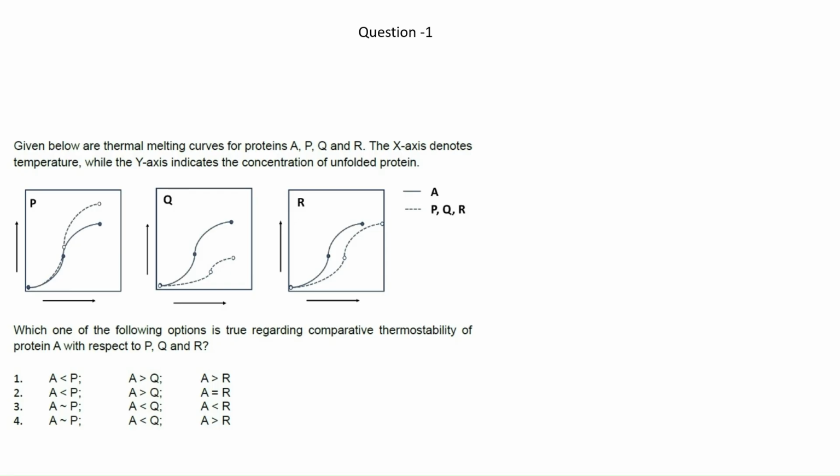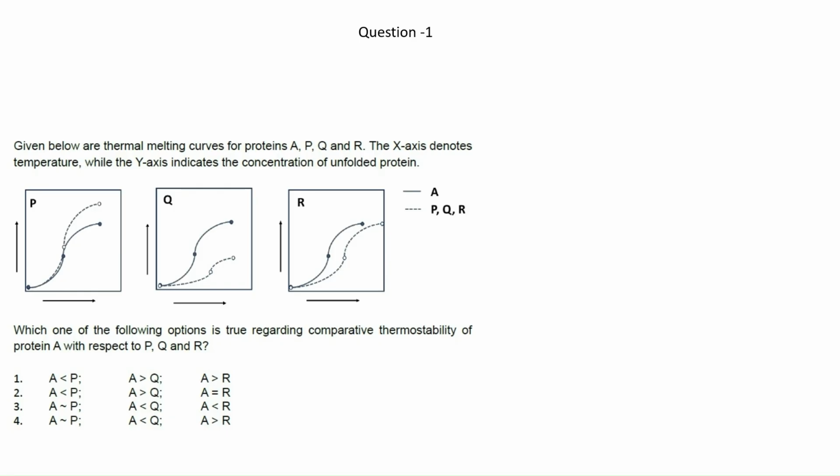So our options are, first option is A is less stable than P, A is more stable than Q and R. Our second option is A is less stable than P, A is more stable than Q and A is equally stable to R. Our option 3 is A is similarly stable to P and A is less stable than Q and R. Our fourth option is A is similarly stable to P and A is less stable than Q, but A is more stable than R. So how will we solve this?